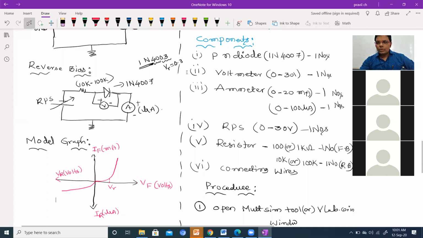Now we have only 20 minutes. Within 20 minutes, we have to complete both experiments. For conducting the experiments, it takes a maximum of 5 to 10 minutes because the circuit is already designed in the virtual platform. We only have to change the values and perform the experiments. How many members are there? Yes, 35 members in class along with me.